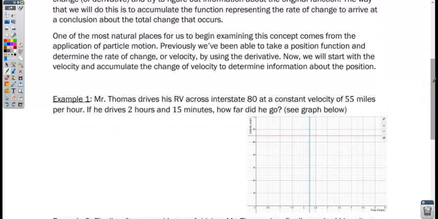Mr. Thomas drives his RV across Interstate 80 at a constant velocity of 55 miles per hour. If he drives 2 hours and 15 minutes, how far did he go?